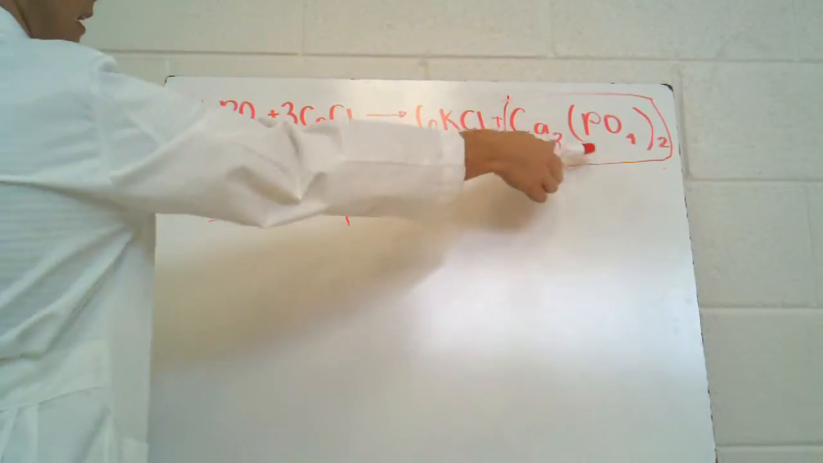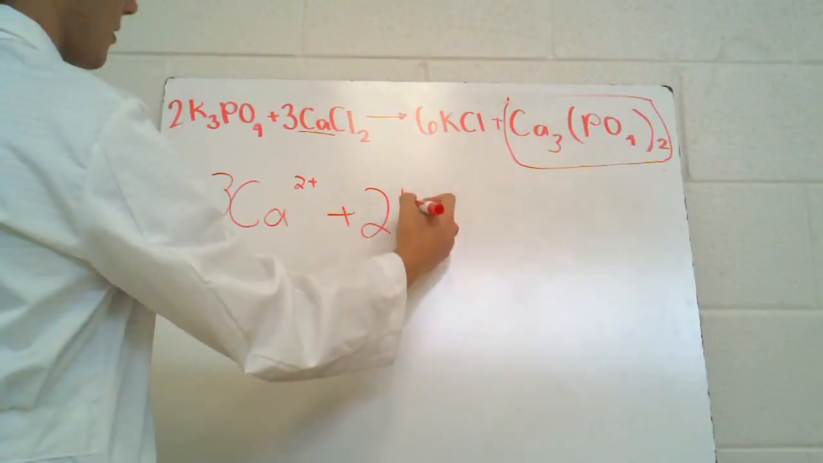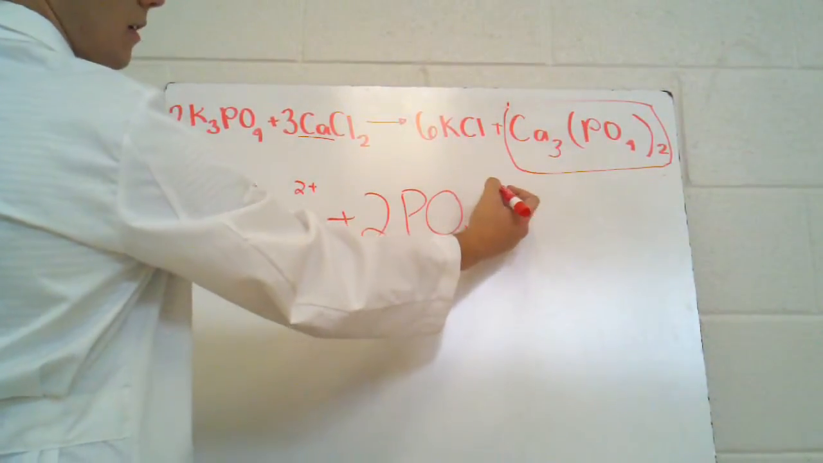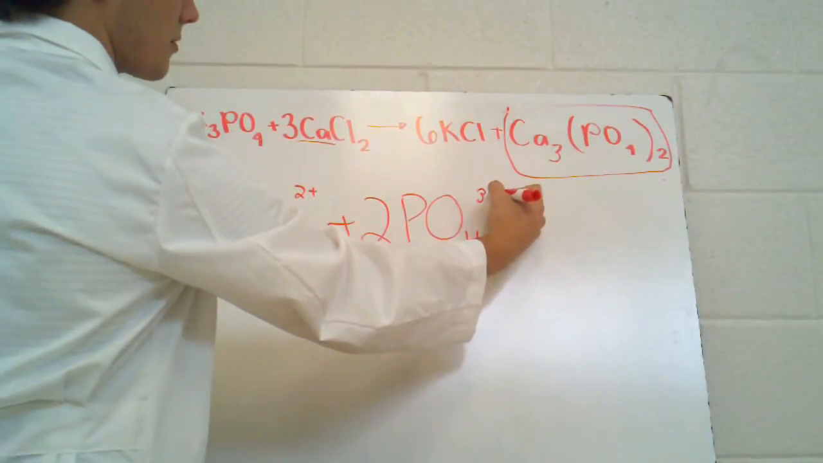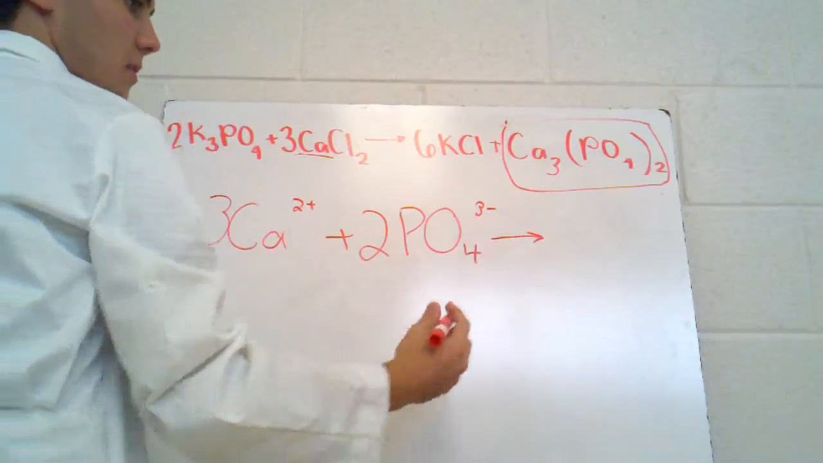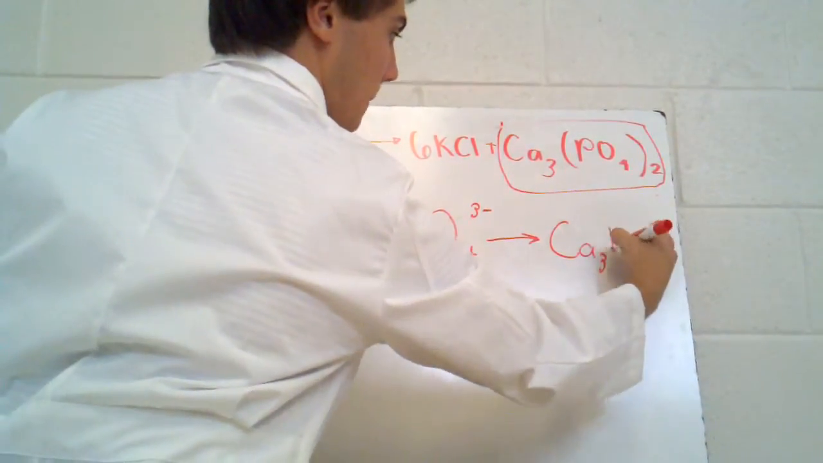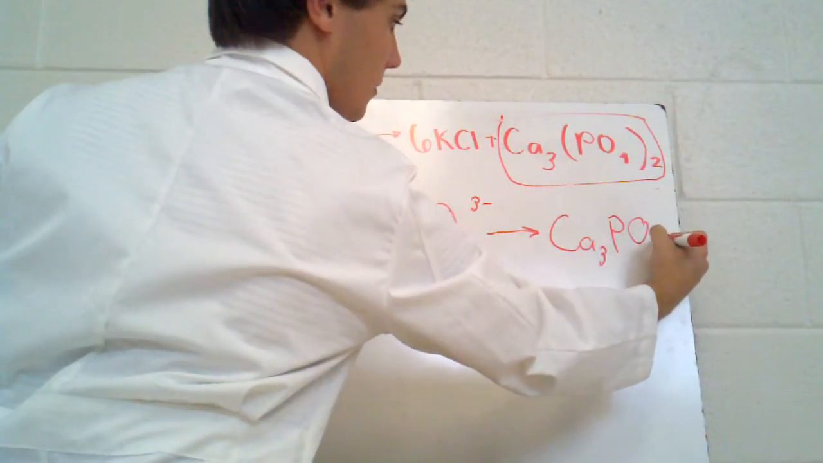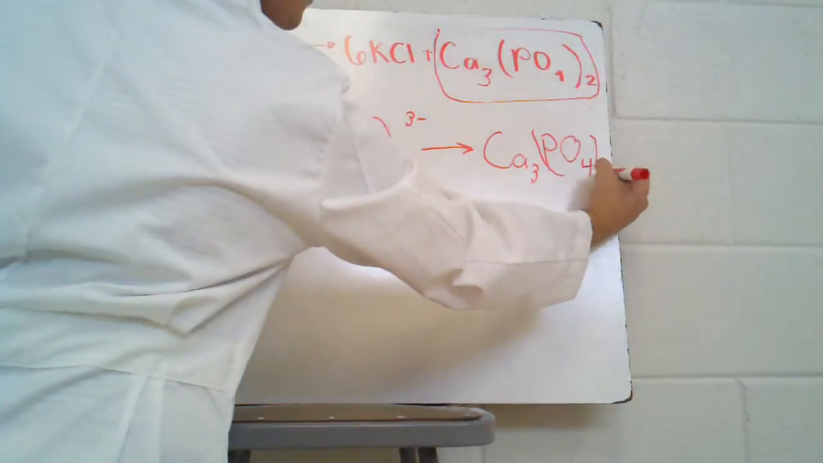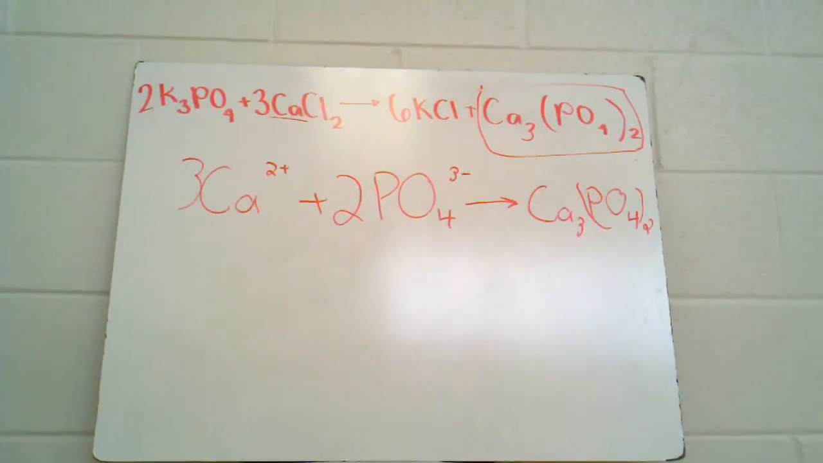Now we're going to take the anion and add that to it also. And the charge of this is 3 minus. When we react these to form Ca3PO4. That's how you write an ionic equation.